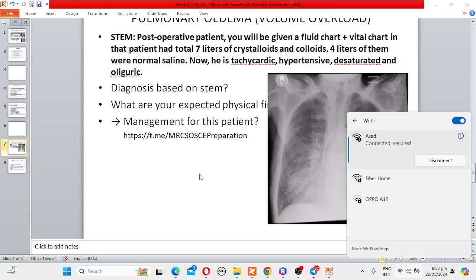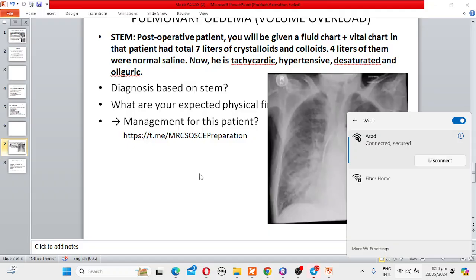So then what will you do? Then I give GTN, for vasodilation of the cardiac vessels. Then who will you involve? All right, very good, you answered almost everything. I will involve the ICU registrar, my senior, and the pulmonologist. Okay, very good.